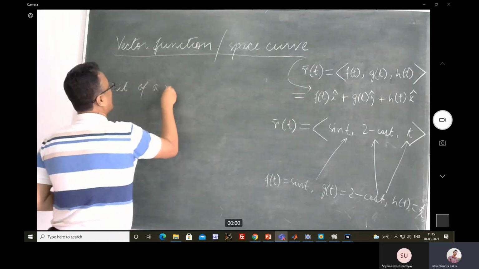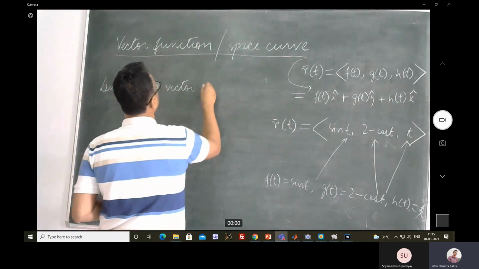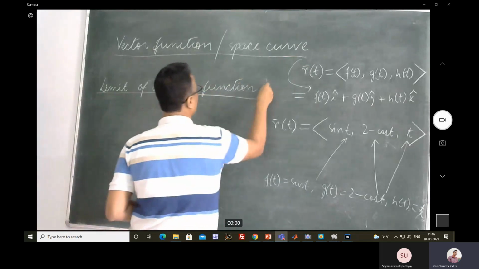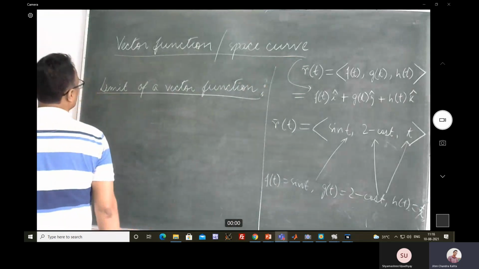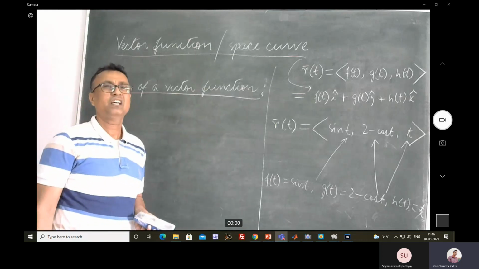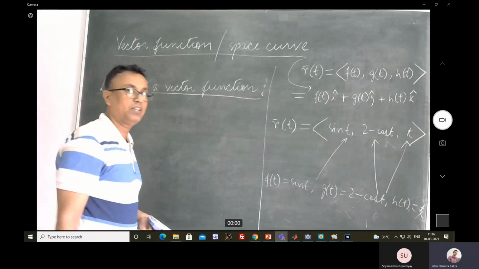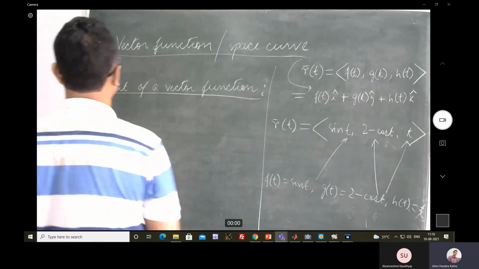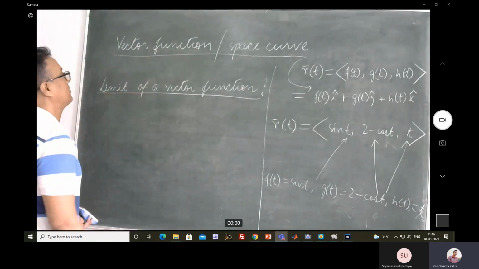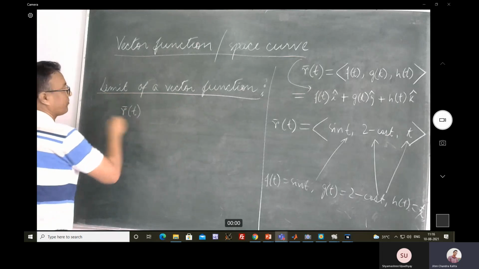Of course, I'm going to revise all these things in the slides. Limit of a vector function. So what is the limit of a vector function? You will see that it is similar to whatever we have learned in single variable calculus, in your MA 101, in your first part. All those concepts are going to be brought in here. Suppose I am considering a vector valued function r(t).